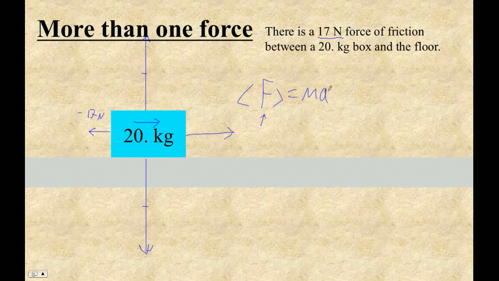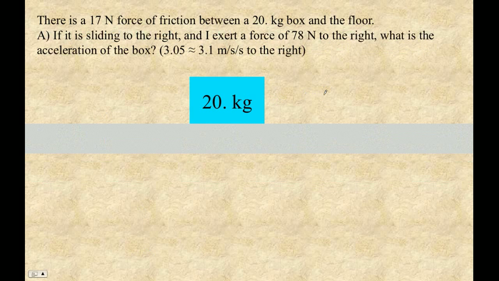So let me just give you an example where we don't know the acceleration, but we know the forces, okay? So the box is sliding to the right, and I exert a force of 78 newtons to the right. So let's draw this. And I'm going to ignore those up and down forces. Let's just assume that gravity's pulling down and the surface is obligingly pushing up. I'm going to make this 78 newtons. I'm going to make the positive direction be to the right. So that's positive 78 newtons.